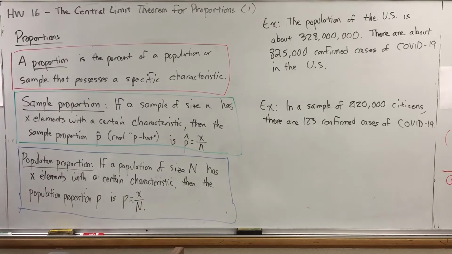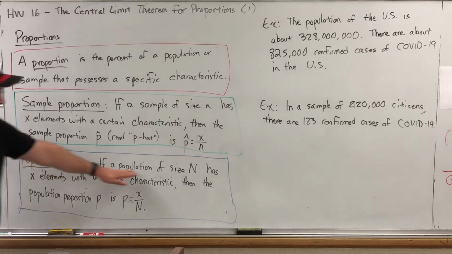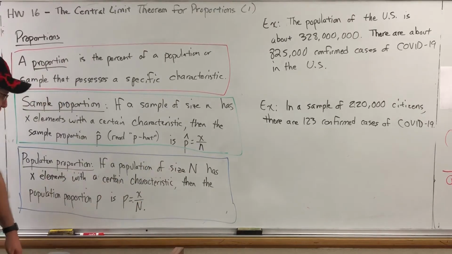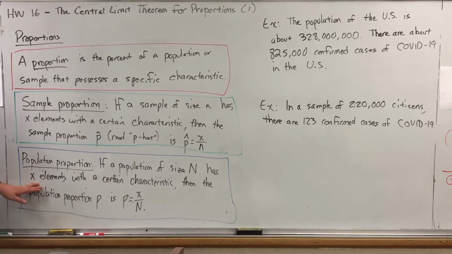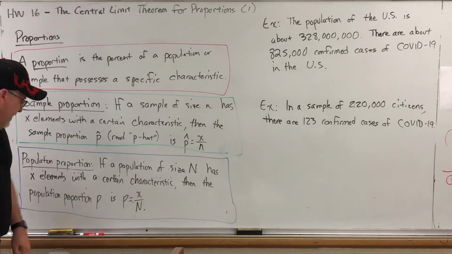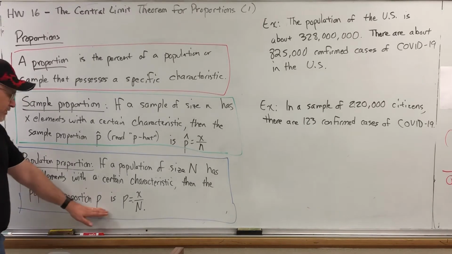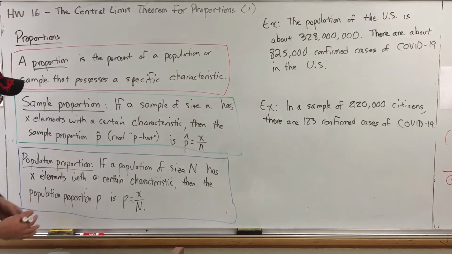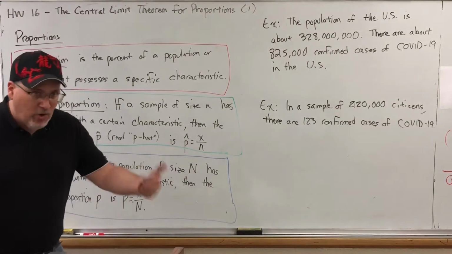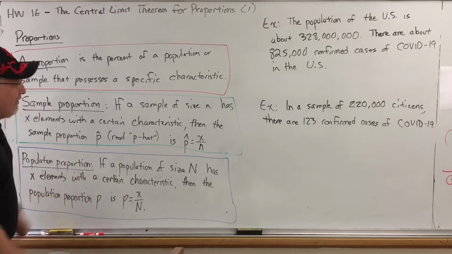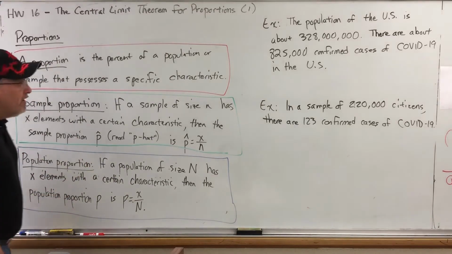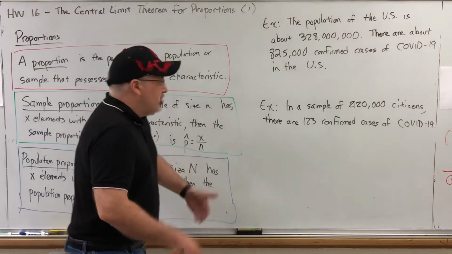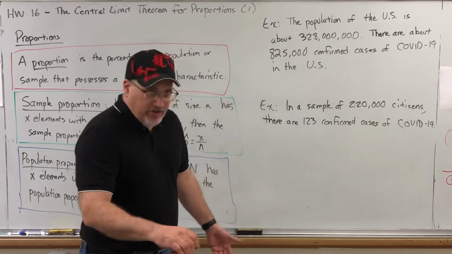And it's the same thing for a population proportion. If a population of size capital N has x elements with a certain characteristic, then the population proportion, whose variable is just a lowercase p, is p equals x over capital N. So both of them are pretty easy to understand. You're just answering the question, what percent of the whole has a characteristic? I've got a couple of examples set up over here. These are actually numbers that I just got off the internet.